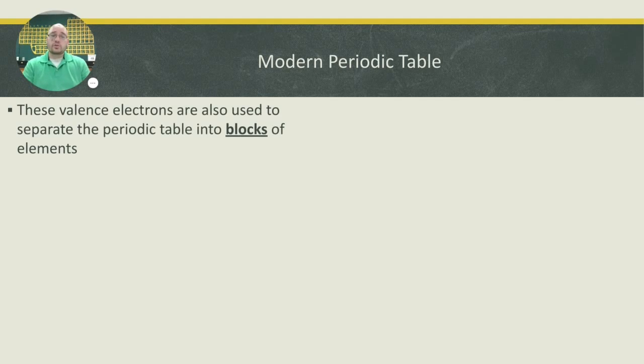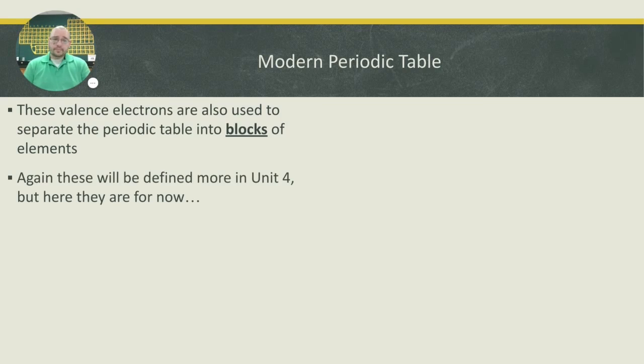Right? Those valence electrons are also used to separate the periodic table into blocks of elements. And as you look at the periodic table, you can see that there's kind of a big section over here, and then there's a small little rectangle right here, and there's a big wide rectangle right here, and then this section down here. So you've got these 4 sections of the periodic table that are kind of blocked together, and that has to do with its valence electrons also. All right. These sections and these blocks are going to be defined more in Unit 4 when we talk about electron configuration. But for now, you just need to know what they are and what they're called.